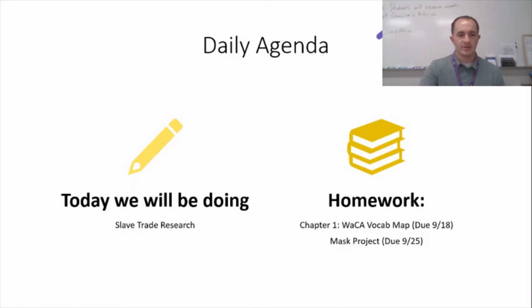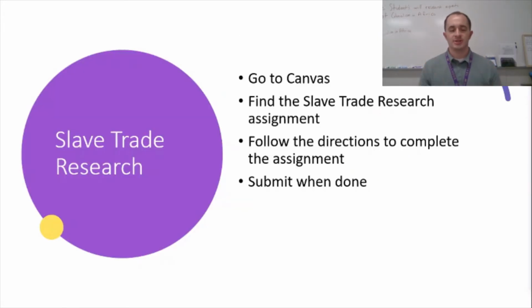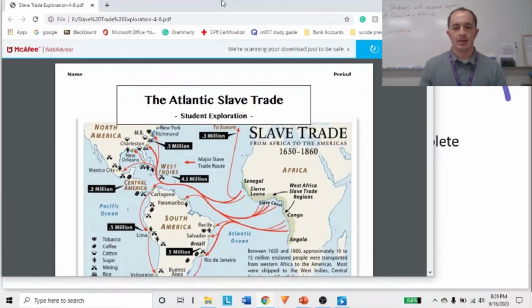So with all of that done, it is time to get started on today's assignment. Okay, so today, like I said, we are doing a research case study on the Atlantic slave trade. If you go to Canvas, you can go into the module for West and Central Africa and find the slave trade research assignment. If you open it up, you will be looking at a map.